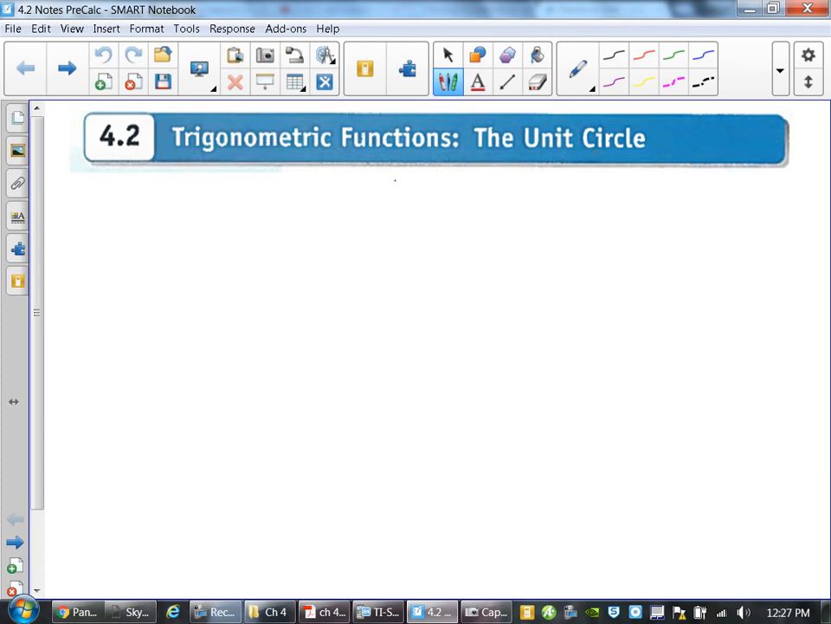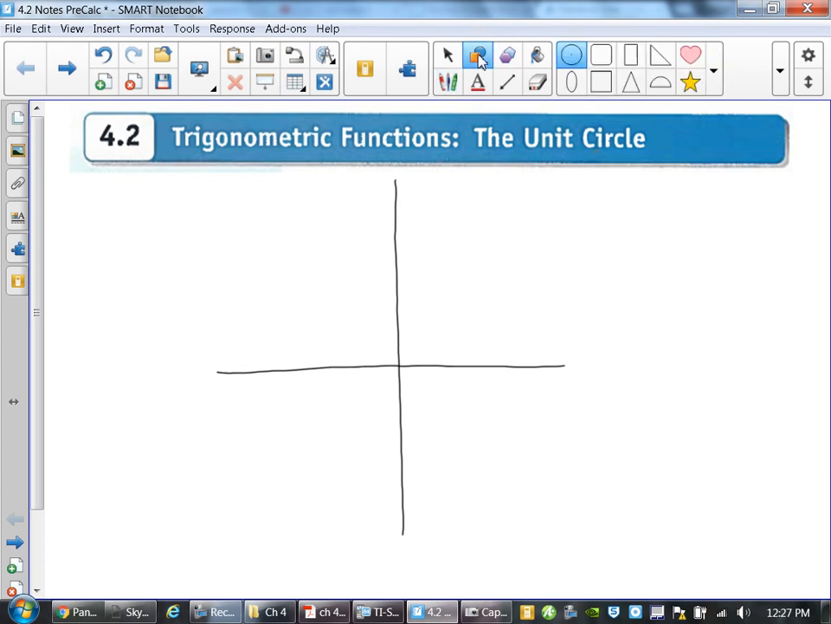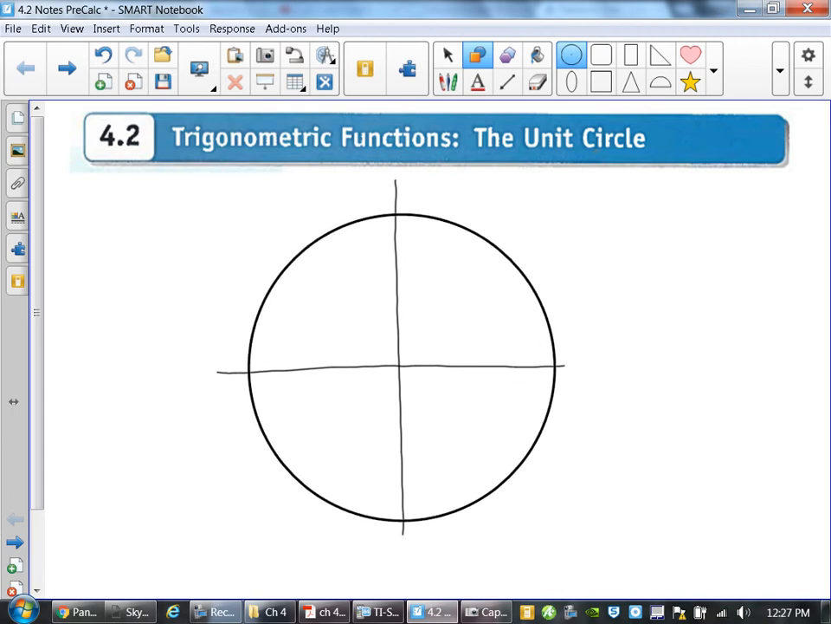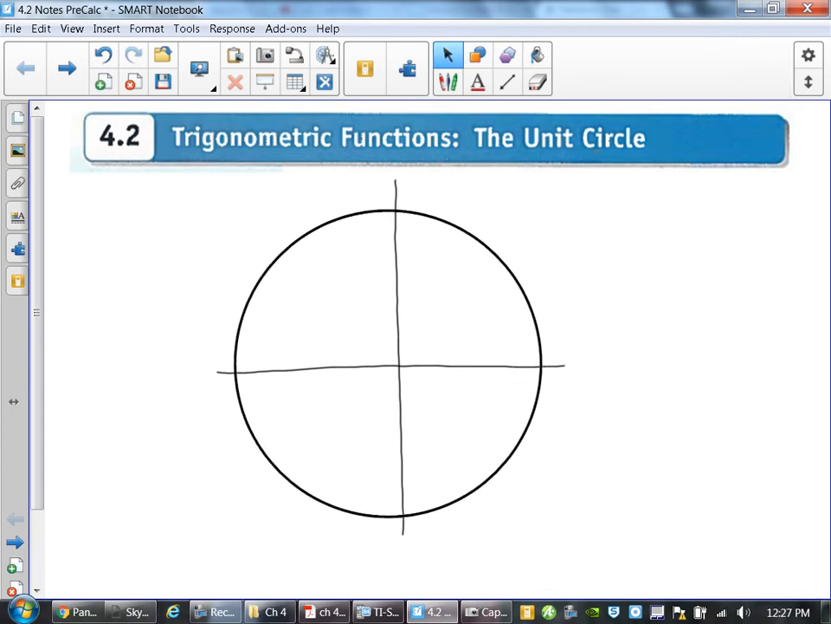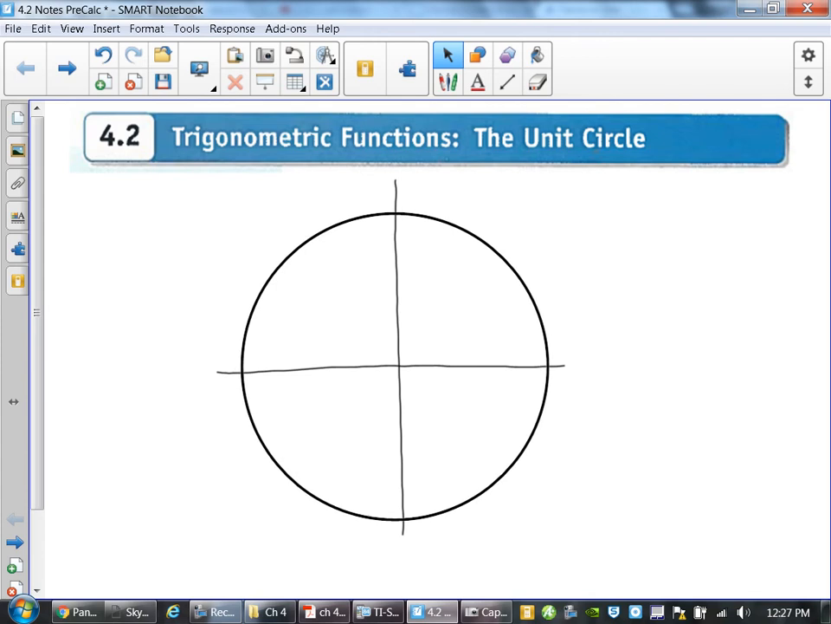Remember about the unit circle. When we talked about this a little bit yesterday, we talked that the unit circle was developed off of basically three angles: 30, 60, and a 45.